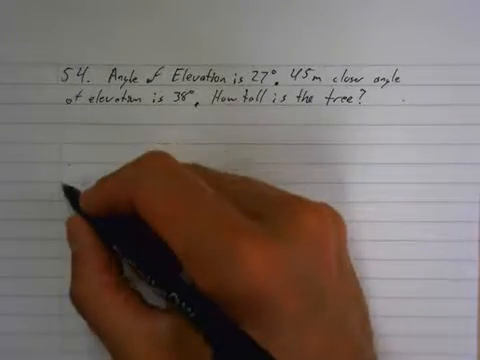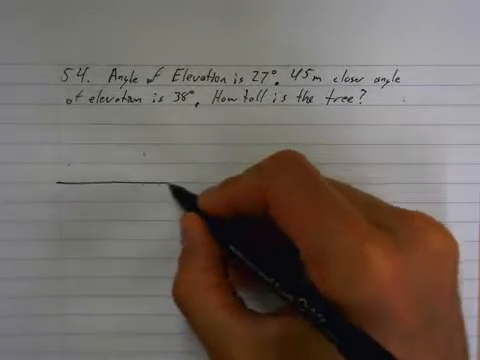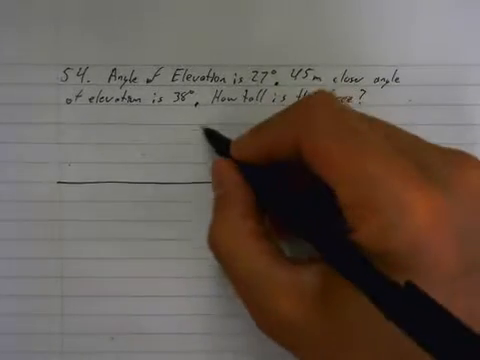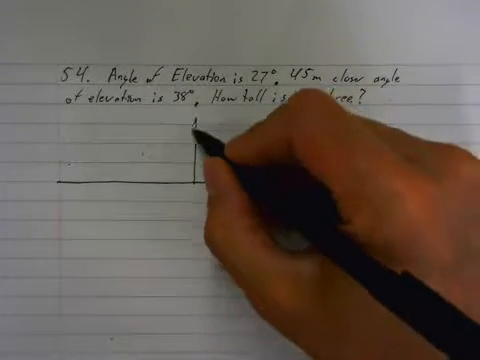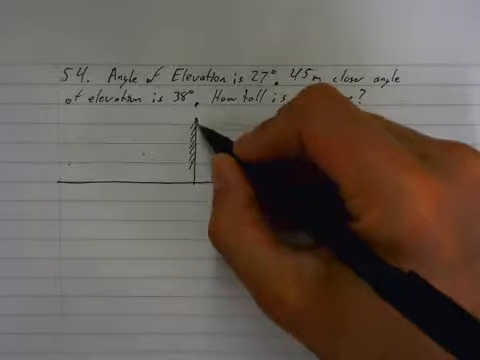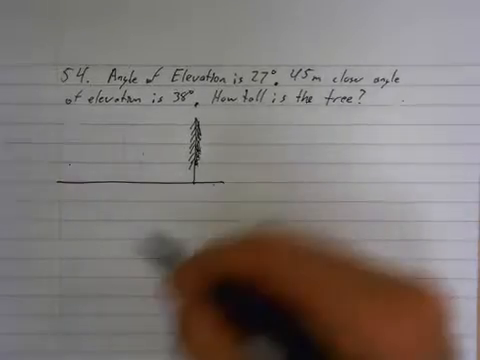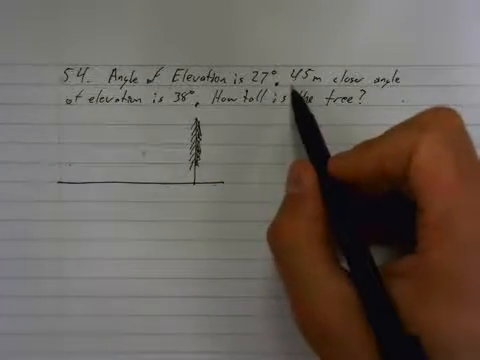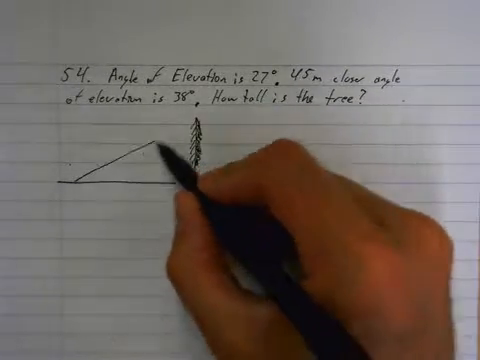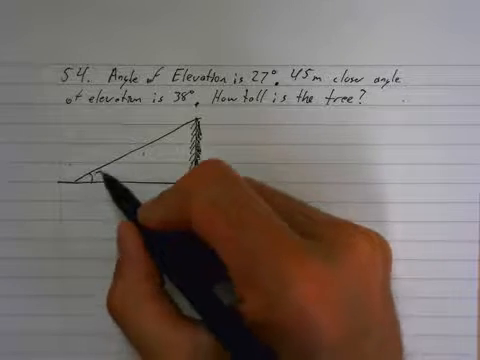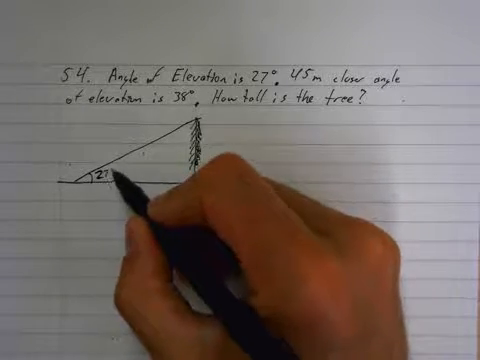First of all, we're going to draw a horizontal line, which is going to represent the ground. We'll draw a tree. I'm going to draw an evergreen tree just because they're easier. And 27 degrees. So from somewhere over here, I don't know where exactly, but the angle was 27 degrees.